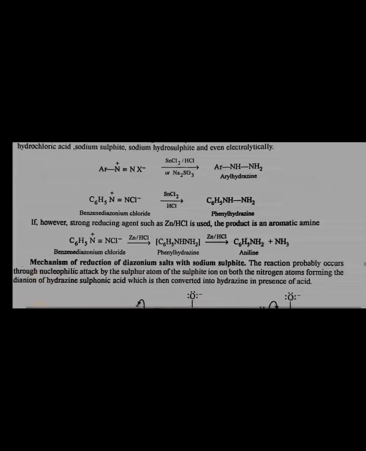B. Reactions in which nitrogen is retained. First, reduction to aryl hydrogens. Arene diazonium salts upon reduction give good yields of aryl hydrogens. This reduction can be brought about by a number of reagents such as stannous chloride and hydrochloric acid, sodium sulfite, sodium hydrosulfite, and even electrolytically. If, however, a strong reducing agent such as Zn/HCl is used, the product is an aromatic amine.